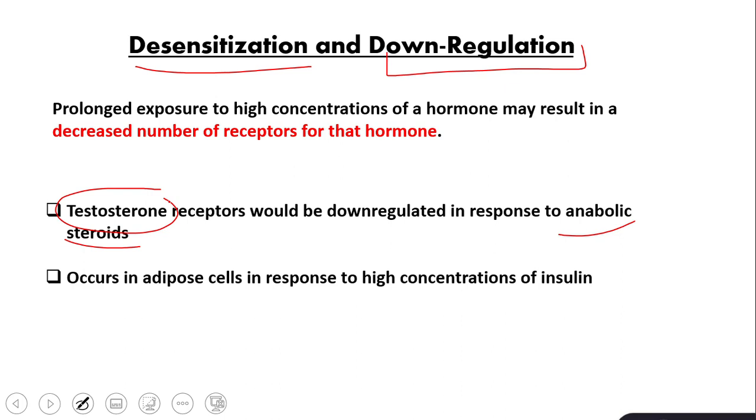Also, in adipose cells, fat cells, in response to high concentration of insulin, downregulation happens. Suppose that you are consuming a lot of carbs, so insulin is released from the pancreas in a higher level. Prolonged exposure to that insulin as a result of consuming carb leads to insulin resistance. So the cells downregulate, decrease their receptors for insulin, and this can lead to diabetes.